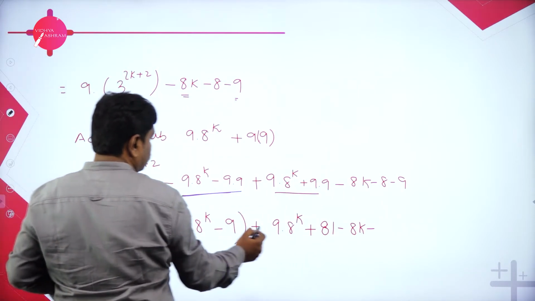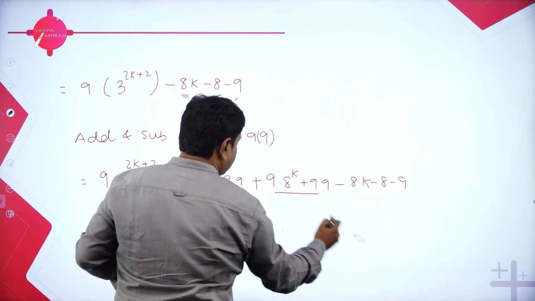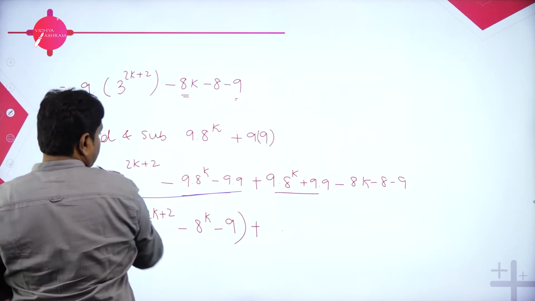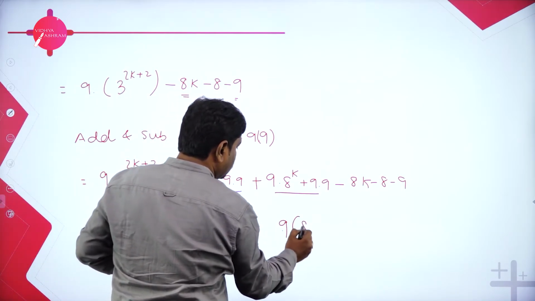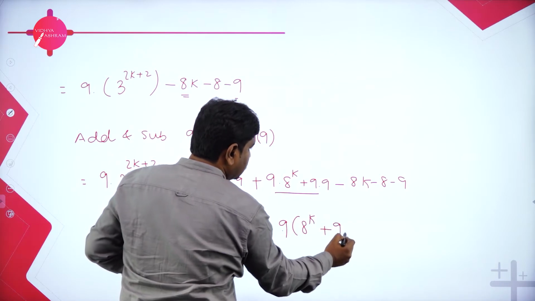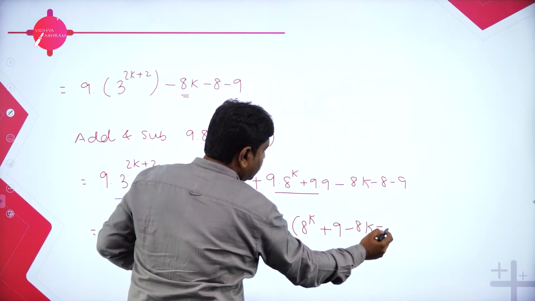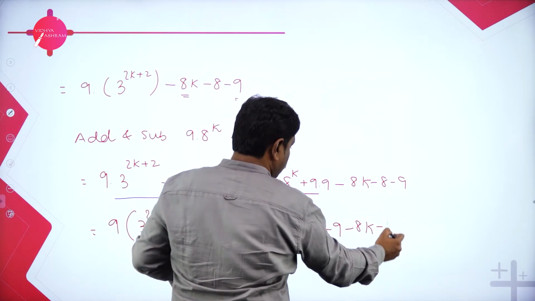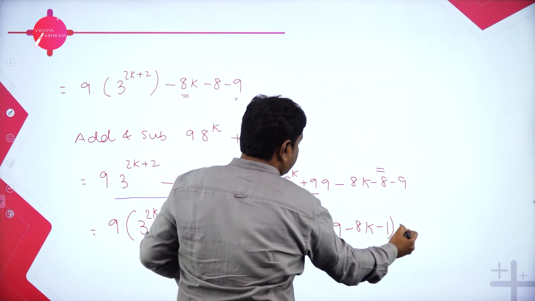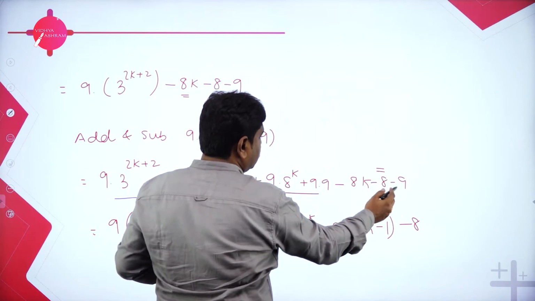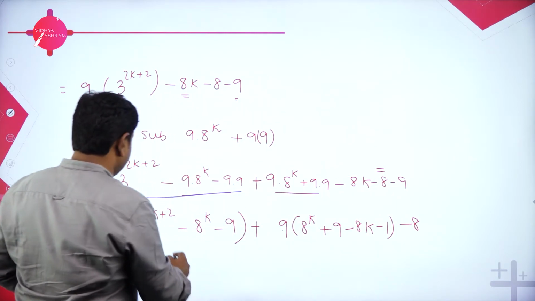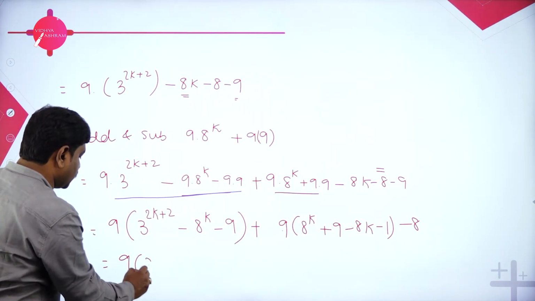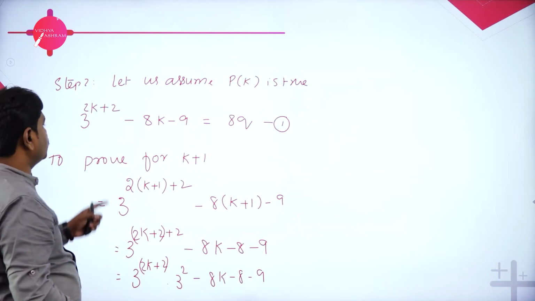That is better. So what I will do, again I will take 9 common from the remaining. If I do that, I will have 8 power k plus 9 minus 8k minus, okay, here minus 1 it will be, and this I am separating. So here 9 is not common, I will separate it. So now this is 9 times 8q. Can I write? Because in the beginning we assumed.